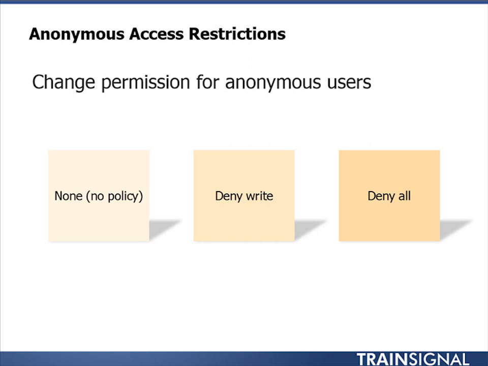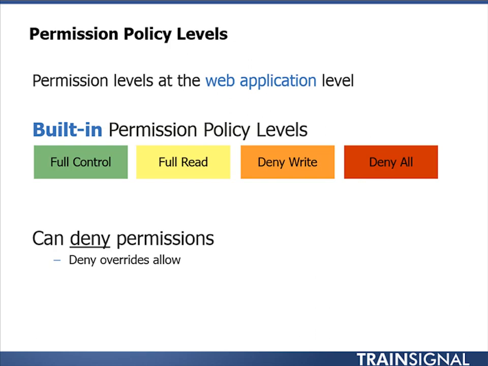And then none is just simply no policy. In addition, I can also configure permission policy levels. A permission policy level is a policy level at the web application level. It's basically just like we saw in an earlier lesson where we were able to create permission levels at the site. Here we're going to be creating them at the web application level.